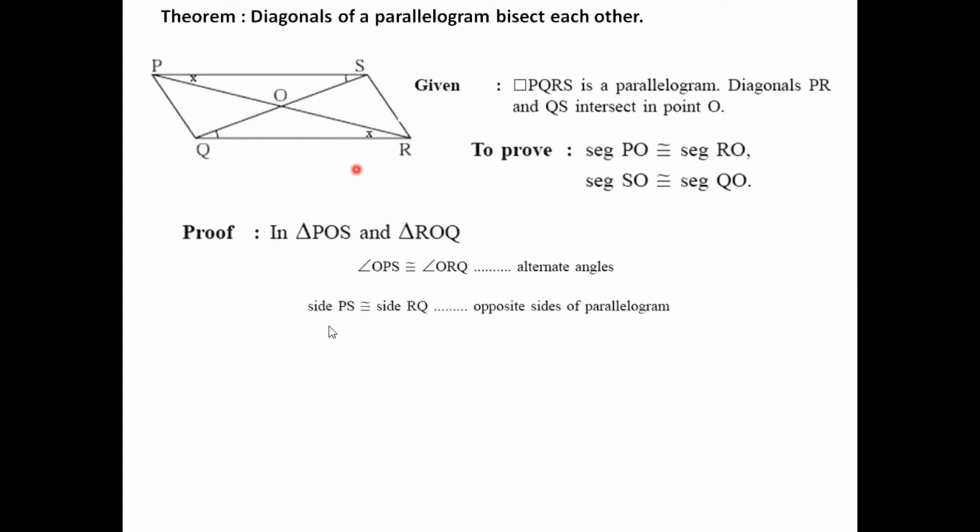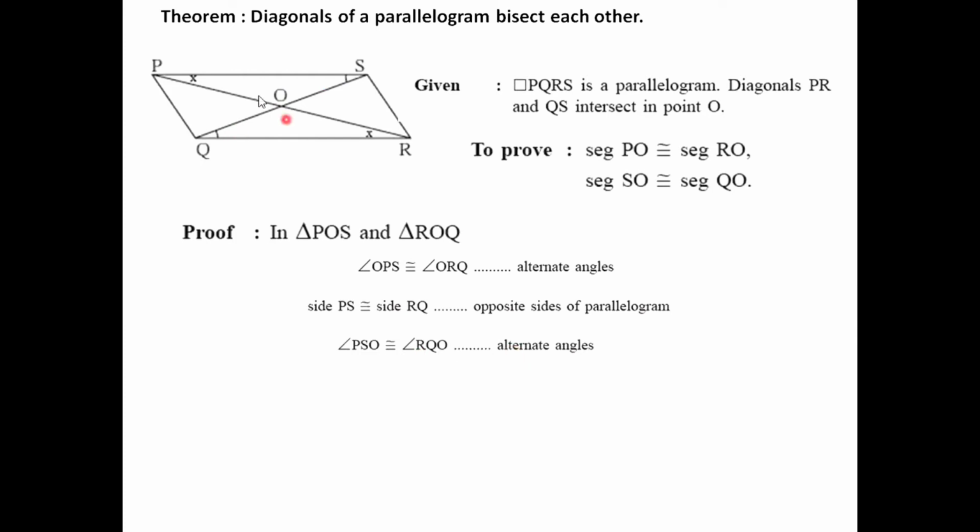Similarly, side PS is congruent to side RQ because these two are opposite sides of a parallelogram, and we have just proved that opposite sides of a parallelogram are congruent. That's why we can write side PS is congruent to side RQ. There is another pair of alternate angles, that is angle PSO and angle RQO. These two angles are again alternate angles, so they must be congruent.